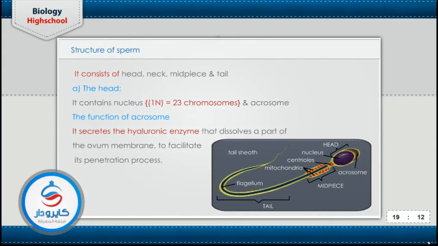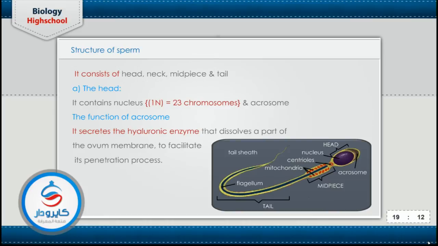Now let's see the sperm. It consists of head, neck, midpiece and the tail. The head contains the nucleus, which carries the genetic material of the male that is transferred from the father to the offspring. But the head also contains a certain part which is called the acrosome. The acrosome is responsible for the formation of a very important enzyme which is called the hyaluronidase enzyme.